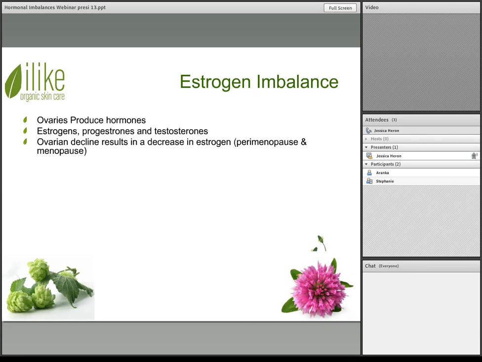A natural process as we enter our perimenopausal stage, which can be at the age of 35 plus, and the menopause age, which generally averages around the age of 51.